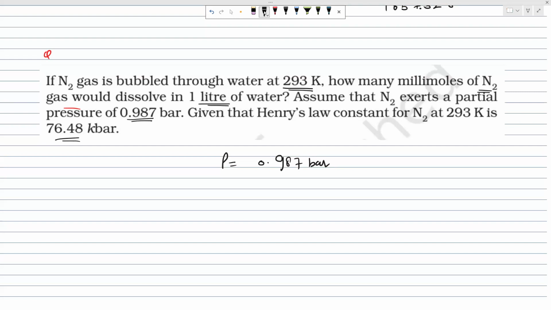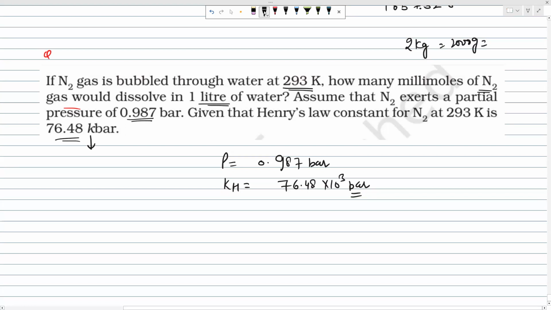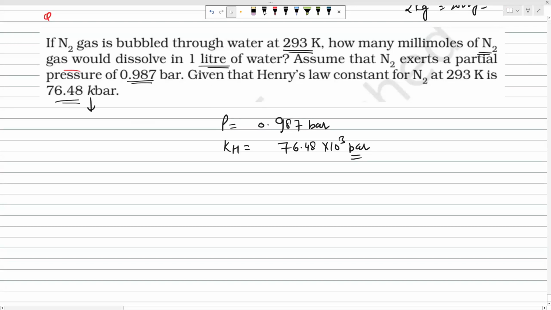So you have to write that the KH value is given to you, that is 76.48 into 10 raised to the power 3 bar. Because it is kilobar, like if I am taking 2 kg, it can be written as 2000 grams. We are writing here 10 raised to the power 3. Understood? Now it is asking for the millimoles. So you know that in case of gas, P is equal to KH x. We need to find out first the number of moles. Then we can convert it into millimoles.